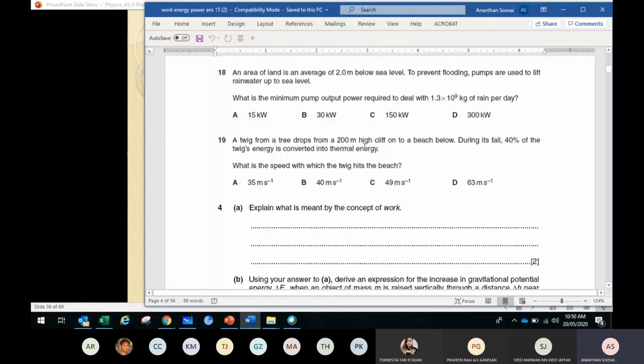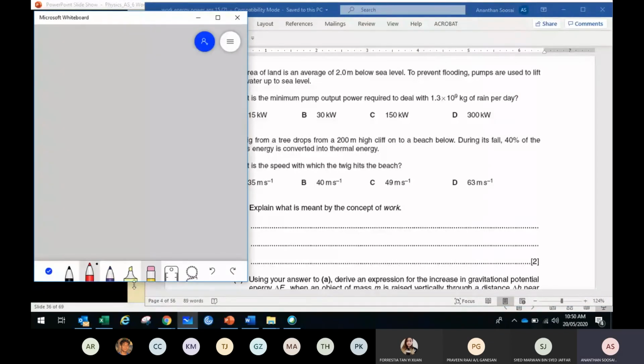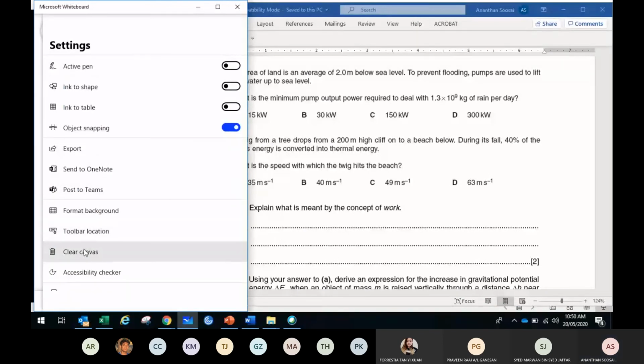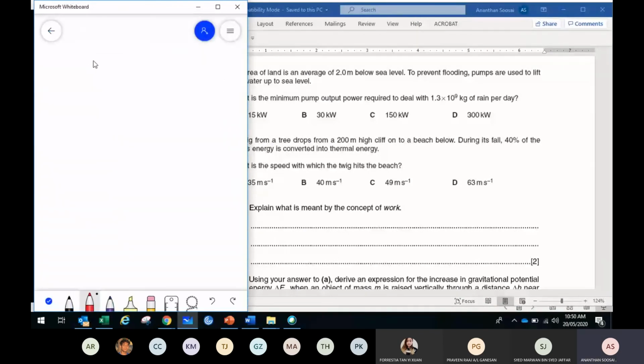The potential energy is converted to kinetic energy plus thermal energy, right? Okay, so what's the answer? When the twig is on top, it's purely potential. When it comes to the ground, the potential was converted to what? Converted to EK and also heat.